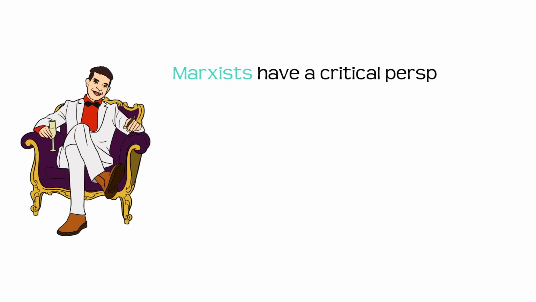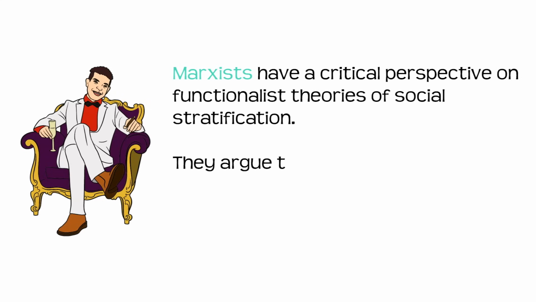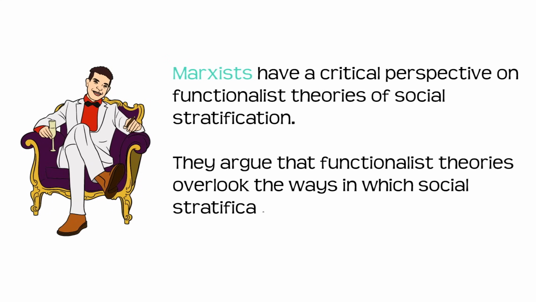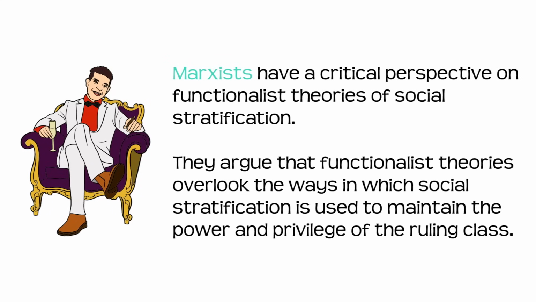Marxists have a critical perspective on functionalist theories of social stratification. They argue that functionalist theories overlook the ways in which social stratification is used to maintain the power and privilege of the ruling class.